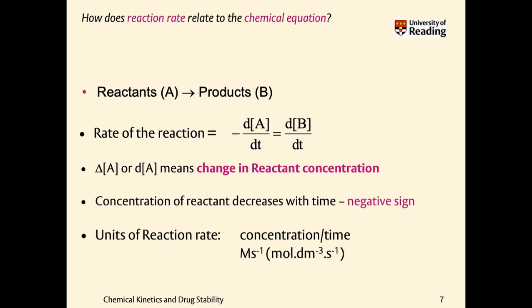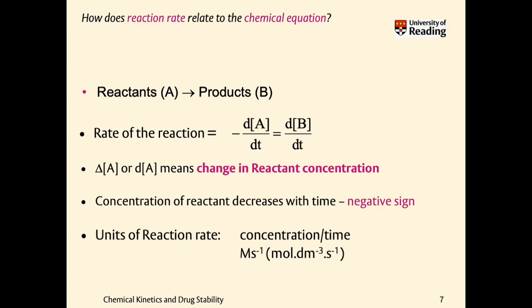And there's a negative sign there because the rate of reaction is equal to the rate of consumption of A. A is being used up in the reaction, so the concentration of A is going down. So it's minus d[A]/dt. And that will equal the rate of formation of products, which is positive because the concentration of products is increasing during the reaction. So we write this mathematically in this way: d[B]/dt, meaning rate of change of formation of product.